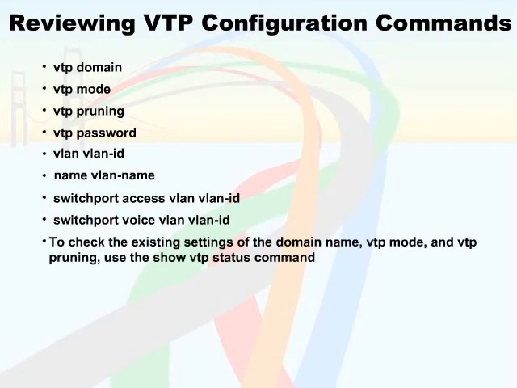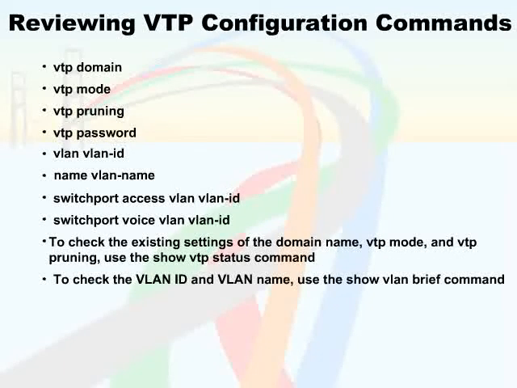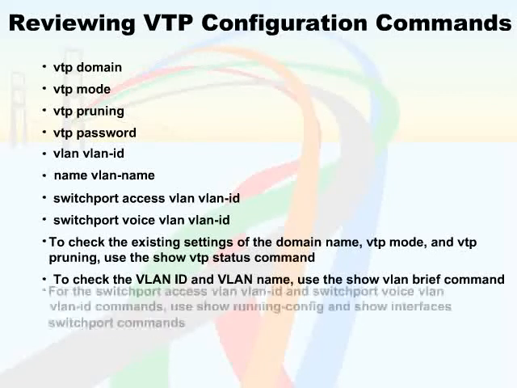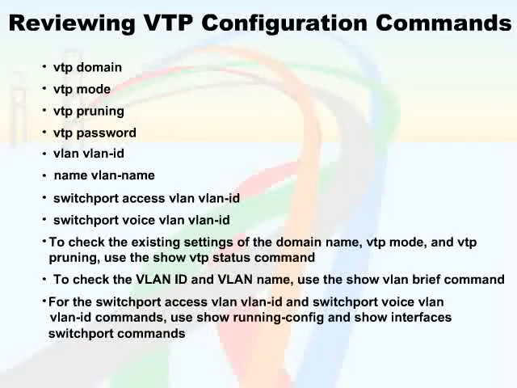To check the existing settings of the domain name, VTP mode, and VTP pruning, you can use the show VTP status command. In addition, to check the VLAN ID and VLAN name, you can use the show VLAN brief command. Further, for the switch port access VLAN ID and switch port voice VLAN ID commands, you can use show running config and show interfaces switch port commands.